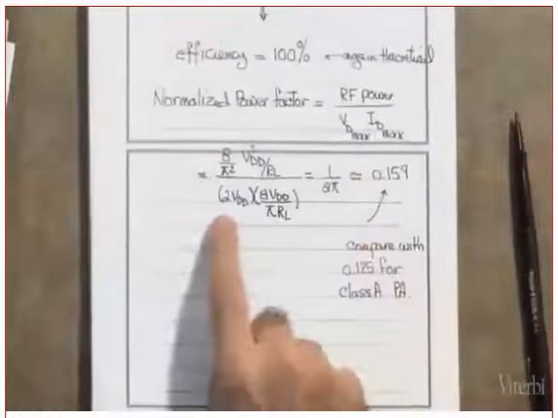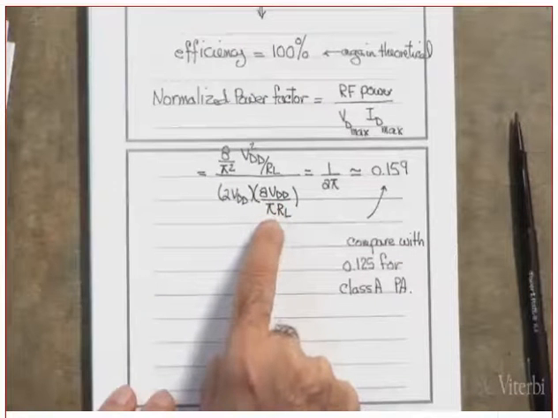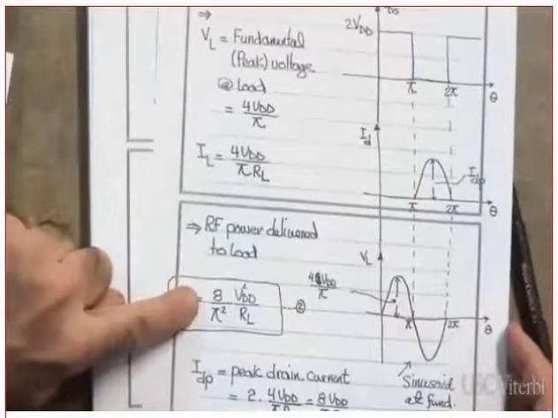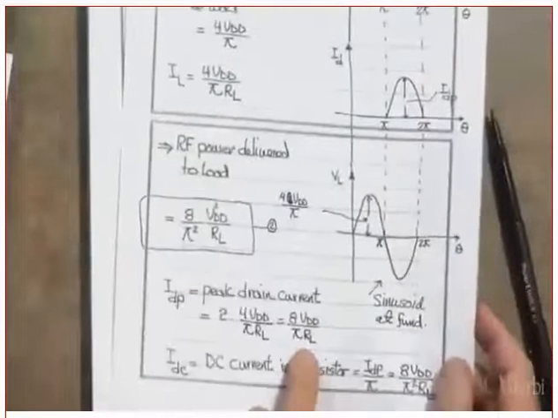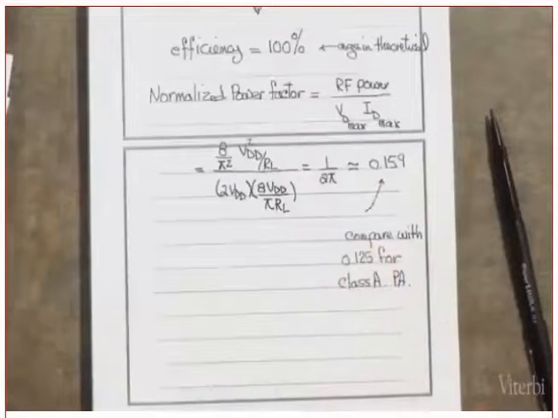So VDD times what? Can you tell me where this is coming from? 8 VDD over pi RL. That's the peak current, which is this one. I'm sorry, 8 VDD over pi RL. Clear? This one. What did we end up with?